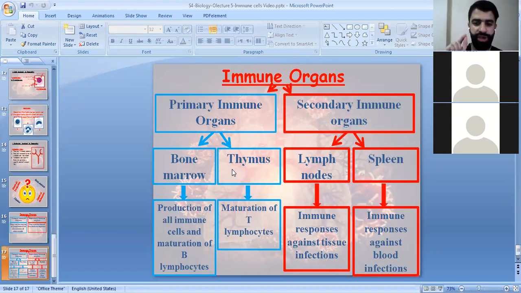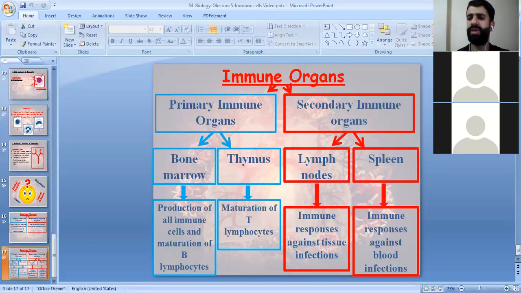So bone marrow, pay attention here. Bone marrow is responsible for the production of both B lymphocytes and T lymphocytes. Bone marrow is the boss, so it produces both B and T. Thymus, what does it produce? Thymus doesn't produce anything. It has one and only one role. Bone marrow, as I said, produces B and T.